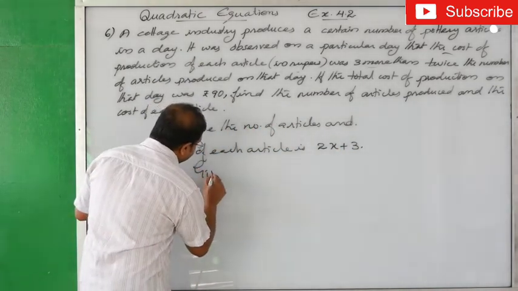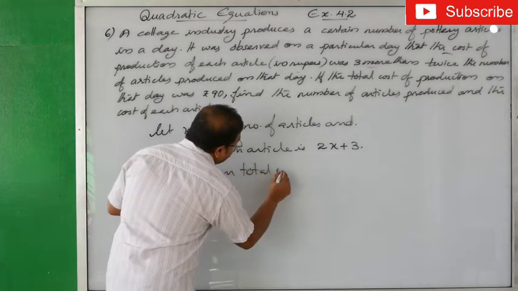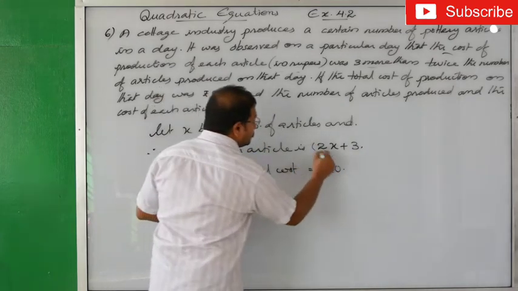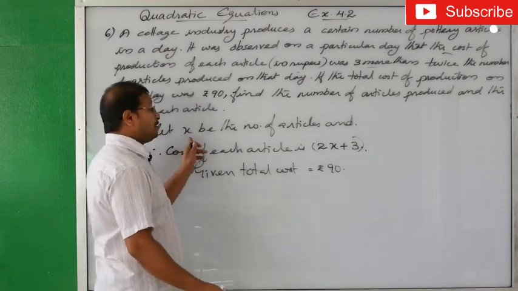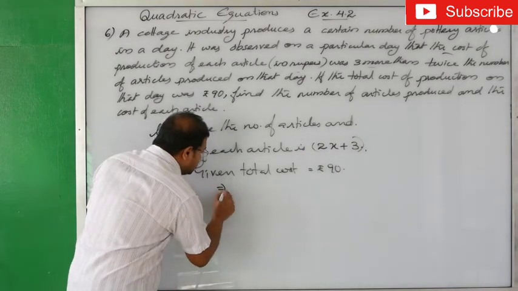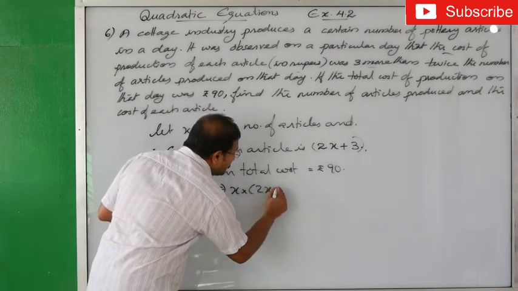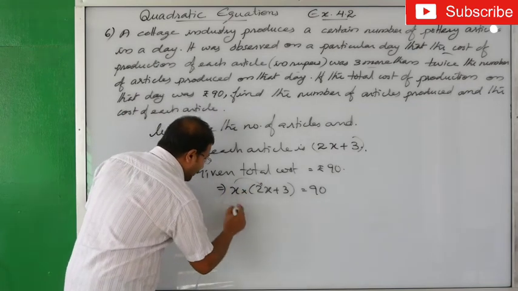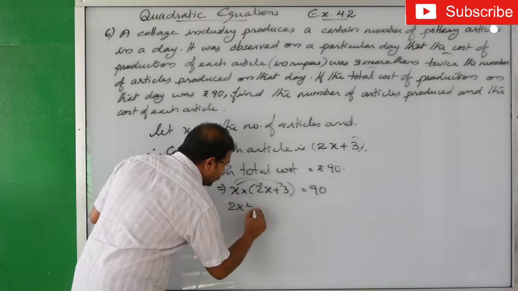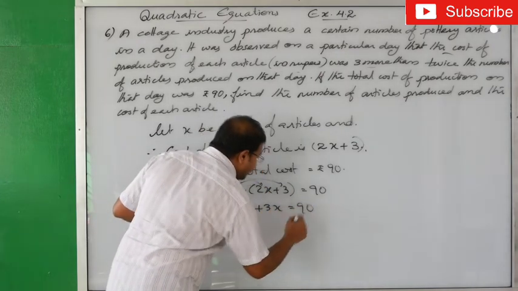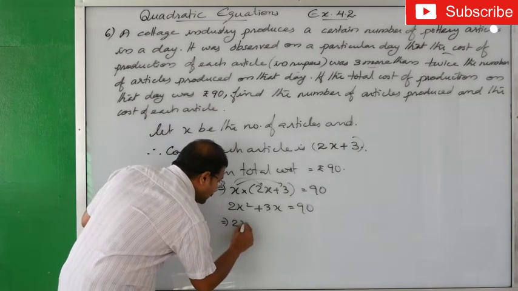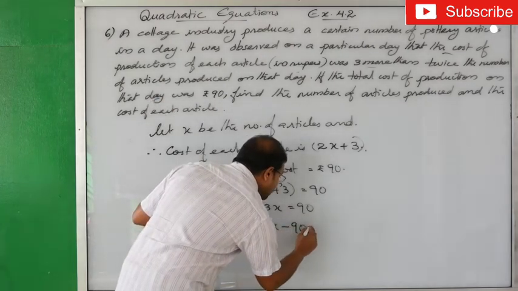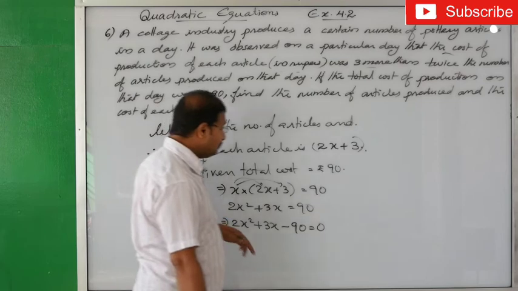And given total cost equals rupees 90. Ready? So if you want the cost, what will you do? Number of articles into each cost. That means this implies x into 2x plus 3 equals 90. We'll open it now. x into 2x is 2x square, x into plus 3 is plus 3x, equals 90. This implies 2x square plus 3x, this 90 goes to the next side, minus 90 equal to 0. Ready?